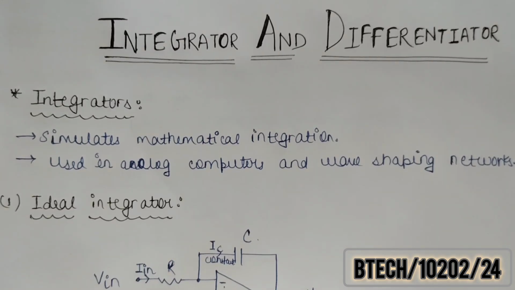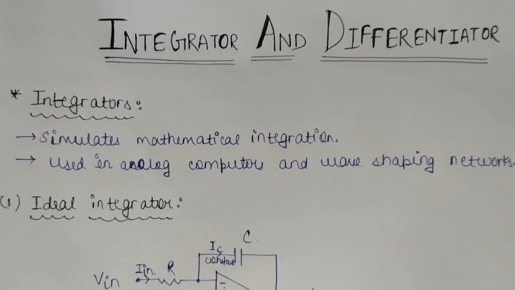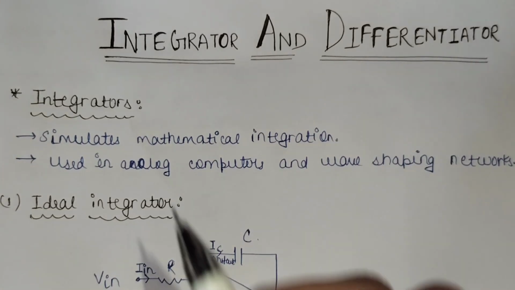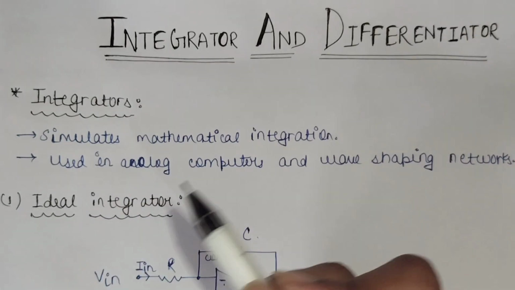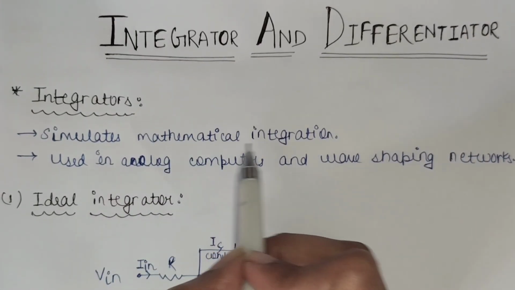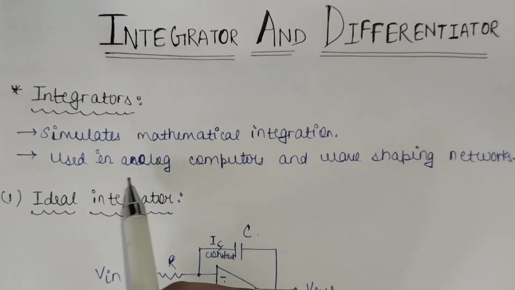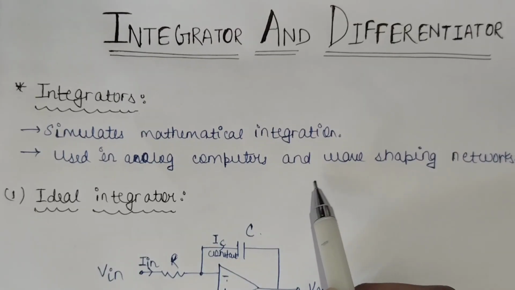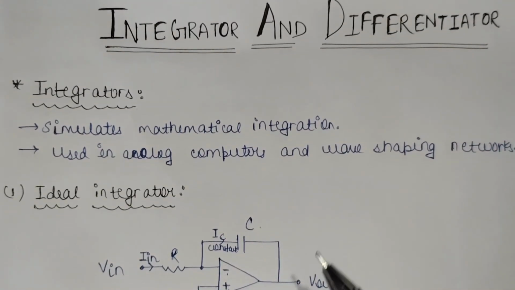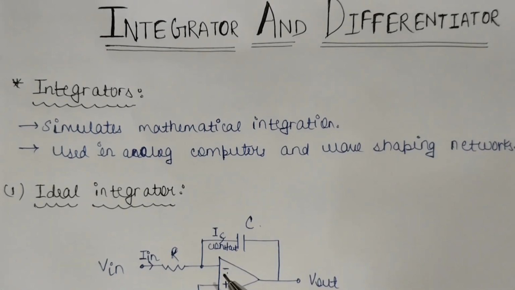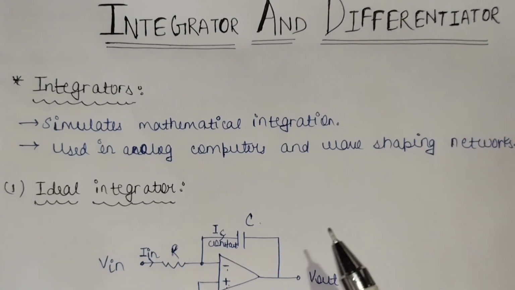Integrator and Differentiator are some of the applications of operational amplifiers. First we will discuss integrators. Integrators can be understood as simulating mathematical integration. They are used in analog computers and wave shaping networks. In an integrator, the output voltage is the integration of the input voltage.